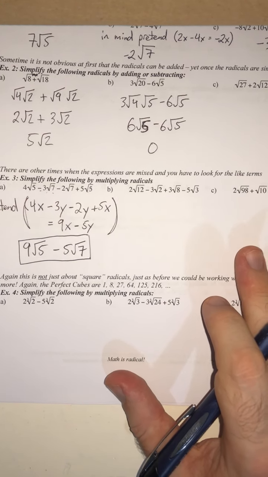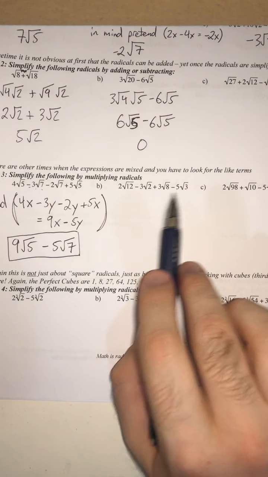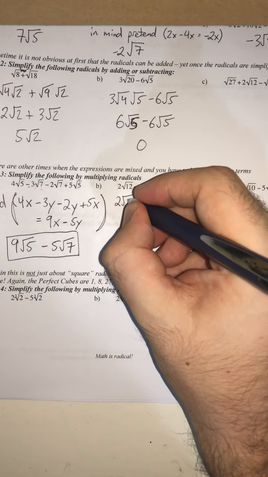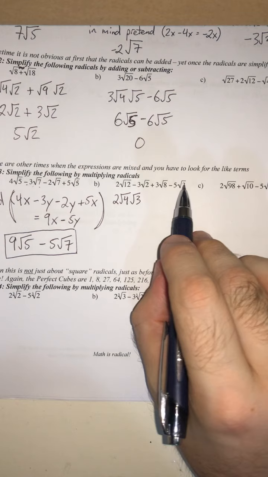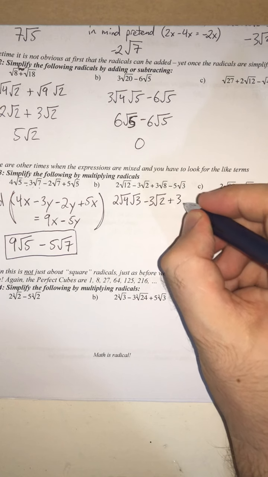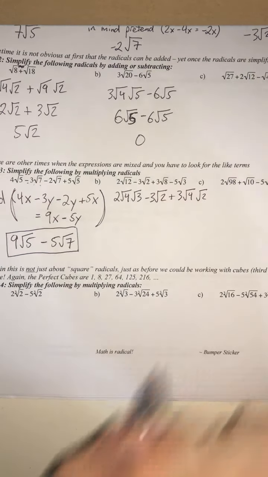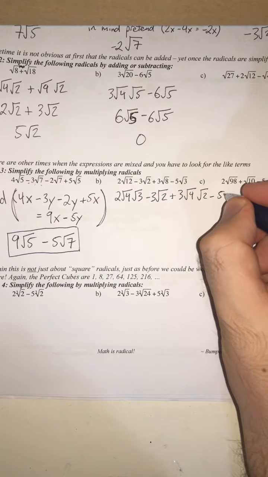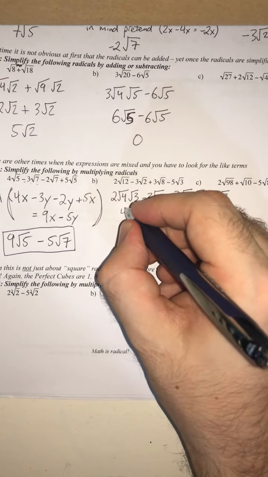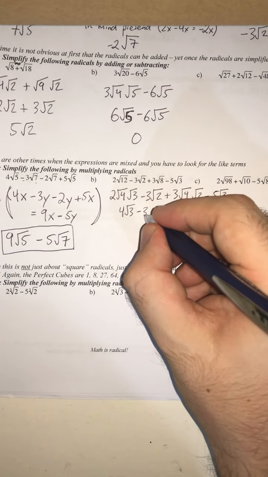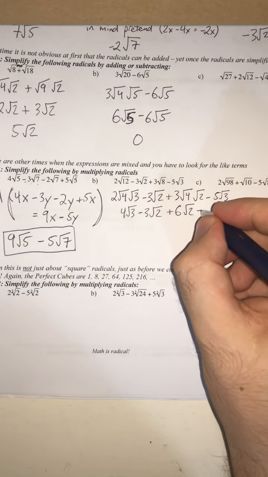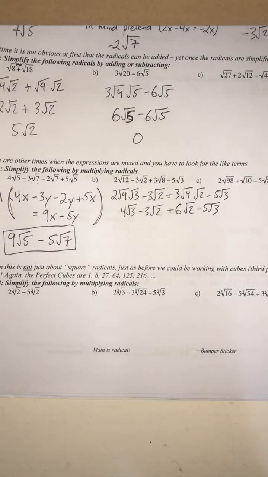Let's try again with this next one here. So here you notice we're going to need to simplify. I can simplify this one and I can simplify this one. So we've got 2 root 4 times root 3. So here's where I'm going to combine with that one. Minus 3 root 2 plus 3 times root 4 times root 2 minus 5 root 3. So get rid of the square roots that I can here. 2 times 2 gives you 4 root 3 minus 3 root 2 plus 3 times 2 gives you 6 root 2 minus 5 root 3, and combine like terms.